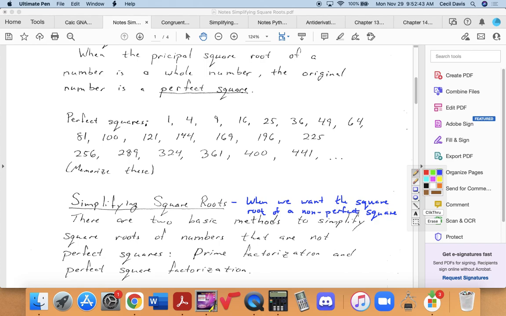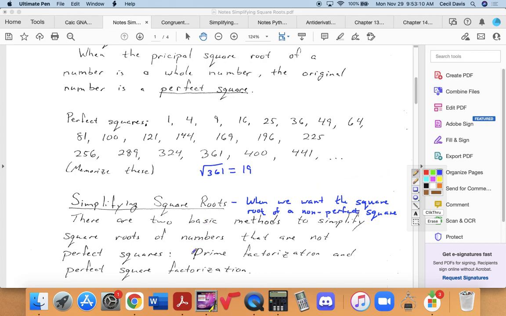If it's a perfect square, it's easy. Like if we're taking the square root of 361, that's 19. Now, if you don't have that one memorized, it's difficult, but if you have it memorized, it's really quick. But what if we wanted the square root of 350, and we wanted to simplify that so it wasn't quite such a large number? Well, to do that, we're going to simplify the square root.